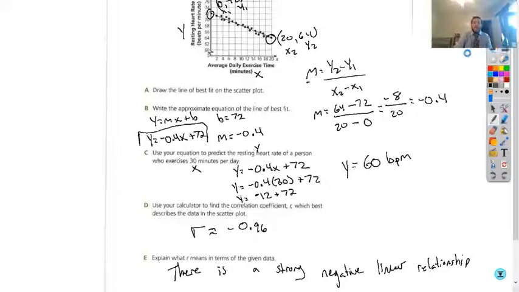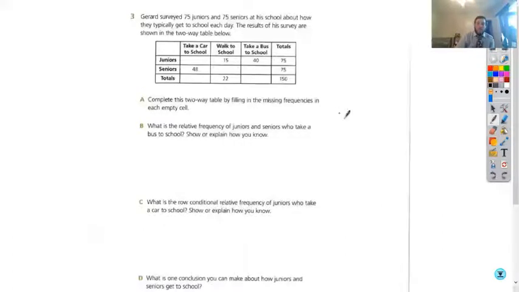Question 3 has to do with a bunch of seniors and juniors and how they get to school. Gerard surveyed 75 juniors and 75 seniors at his school about how they typically get to school each day. The results of the survey are shown in the two-way table below. A, complete this two-way table by filling in the missing frequencies in each empty cell.